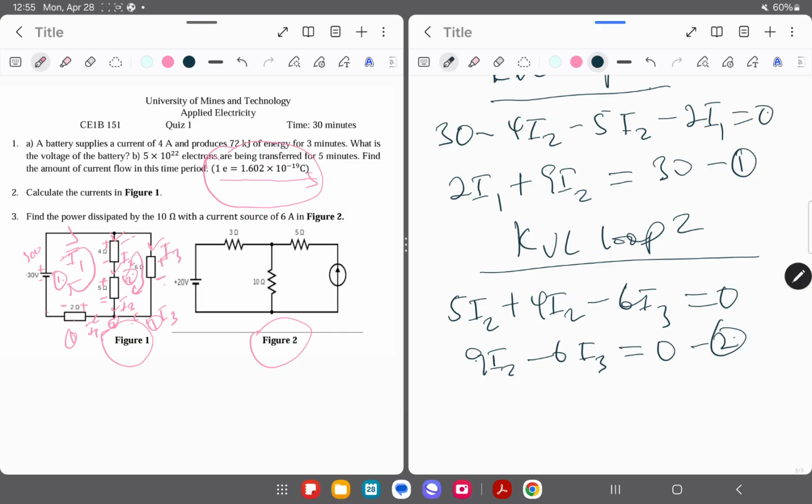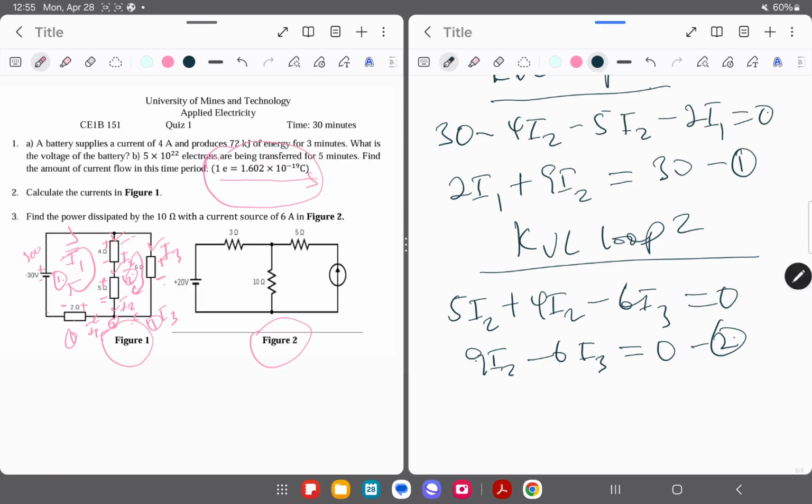Then equation 2. Now let's get the third equation, and we need a third equation in order to solve for the variables, right? Because we have 3 variables here, I1, I2, I3. So in order to solve for each of these variables, we also need to have 3 equations, right? So 3 equations, 3 variables.